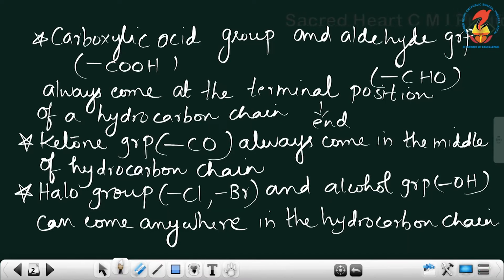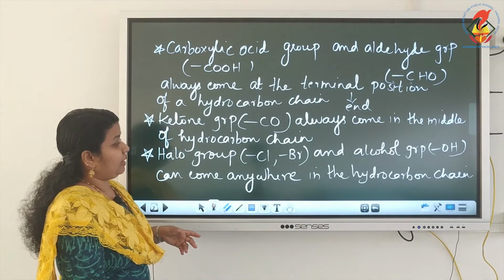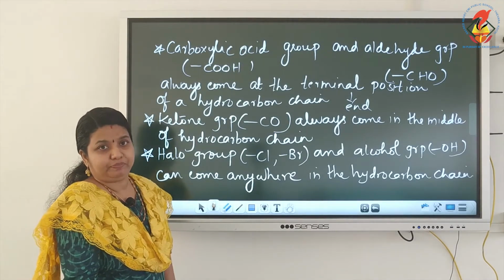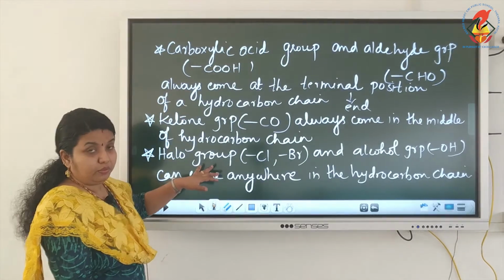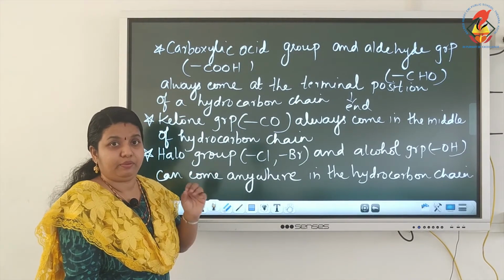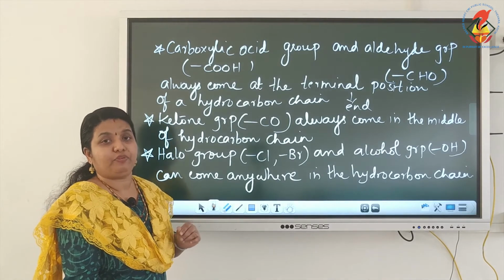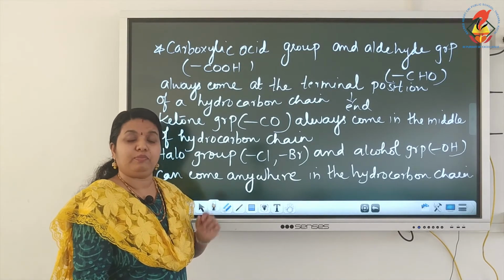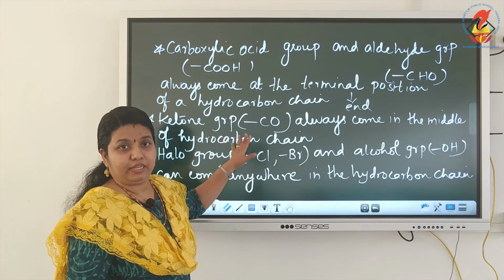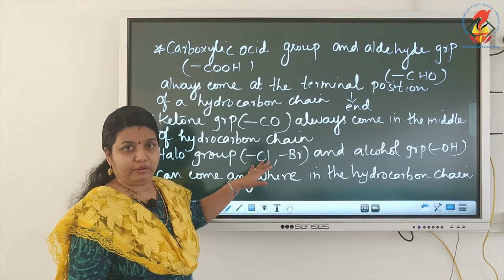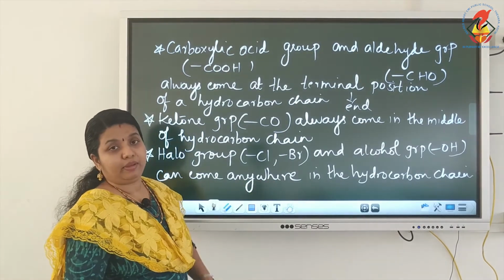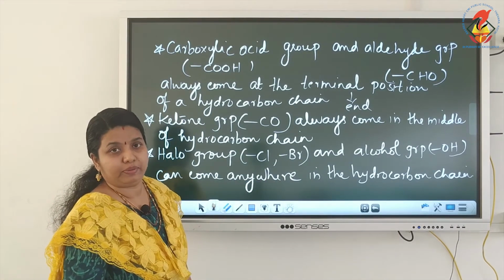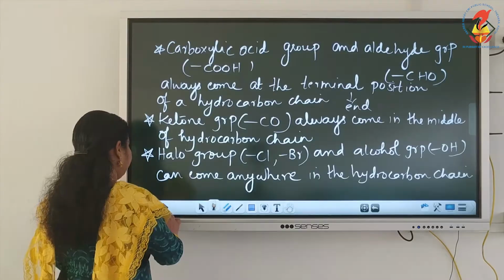Then halo group, chlorine or bromine, or alcohol, can come anywhere in the hydrocarbon chain, at any position. So, these are the three rules that we have to keep in mind when we write the structural or condensed formulae of organic compounds. Aldehyde group and carboxylic acid group always at the end position, ketone in the middle only, then halo and alcohol group anywhere in the hydrocarbon chain.